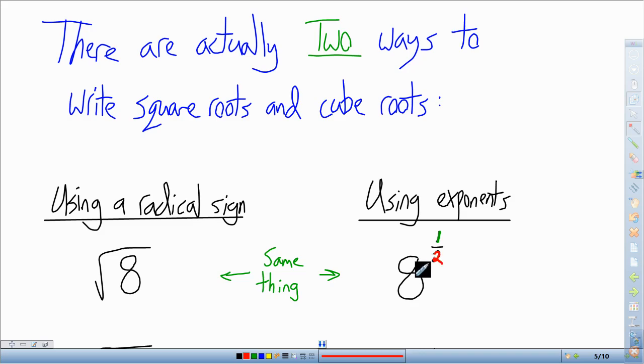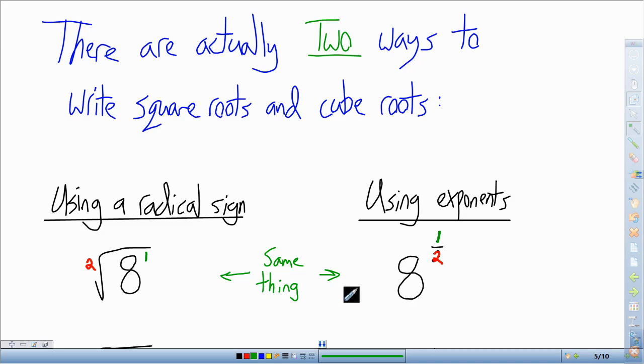The denominator of a fraction represents the number in front of your radical. This 2 is telling me this is the square root of this number. The number on top is whatever your number is taken to the power of. I kind of said that oddly, but this 1 is telling me that this 8 is being taken to the power of 1. So that's why these are the same thing.